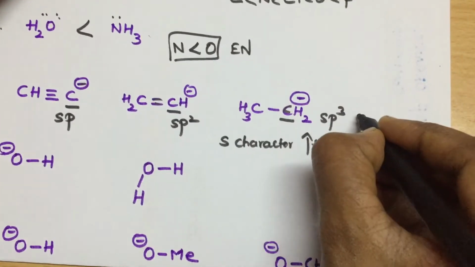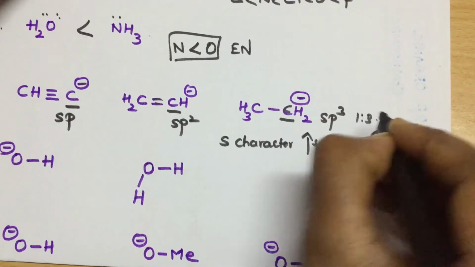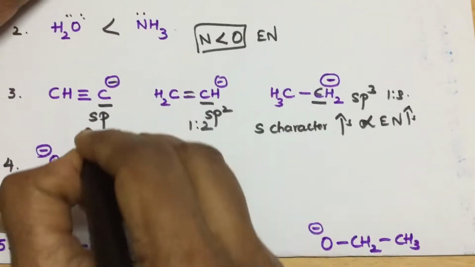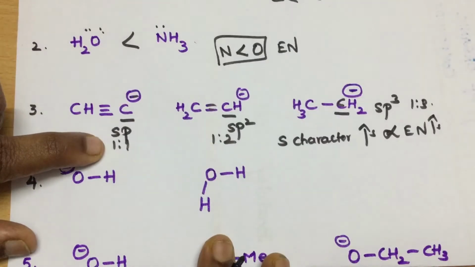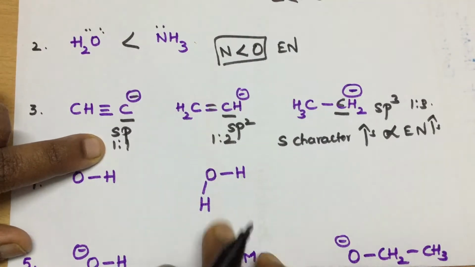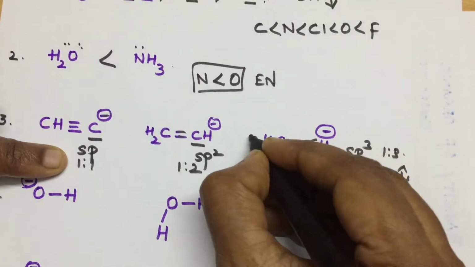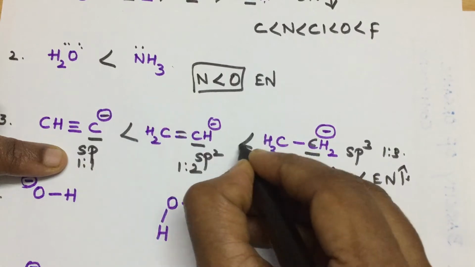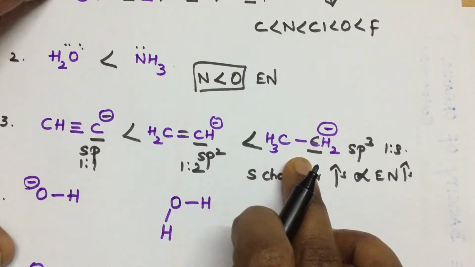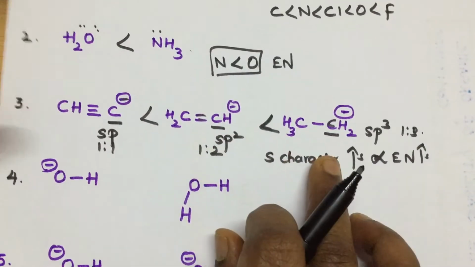So here the s character is what? Here it is 1:3, here it is 1:2, and here it is 1:1. More s character is here, 50%. The lesser the s character, the lesser the electronegativity. So your basicity order is like this.